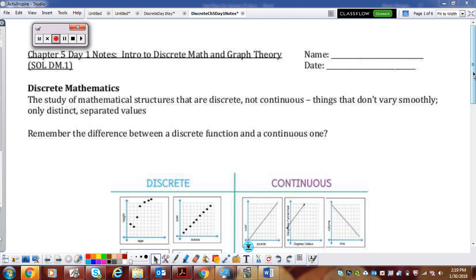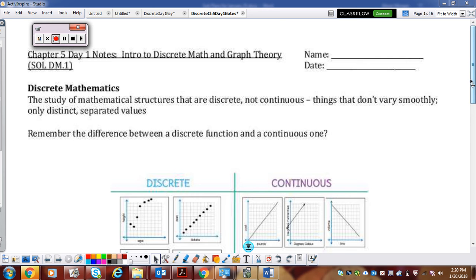Welcome to day one of Discrete Math, Intro to Discrete Math and Graph Theory. Now you are probably wondering, what is discrete math? It is a study of mathematical structures that are discrete, not continuous, things that don't vary smoothly.